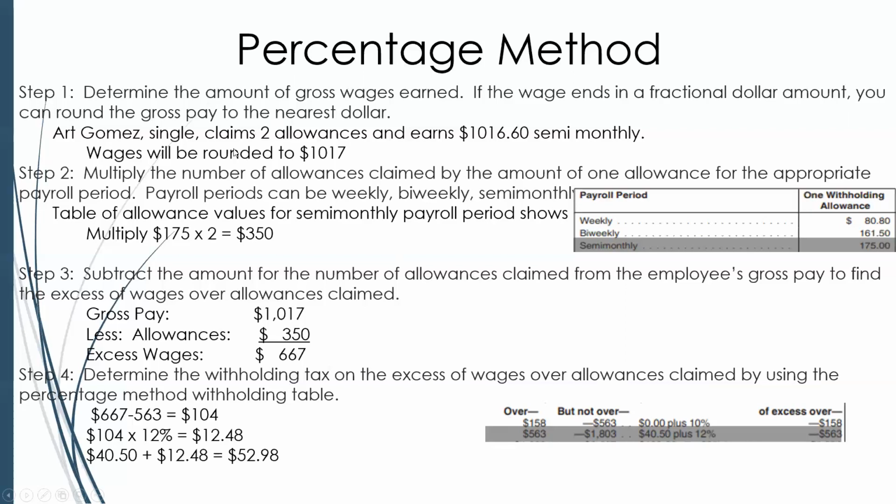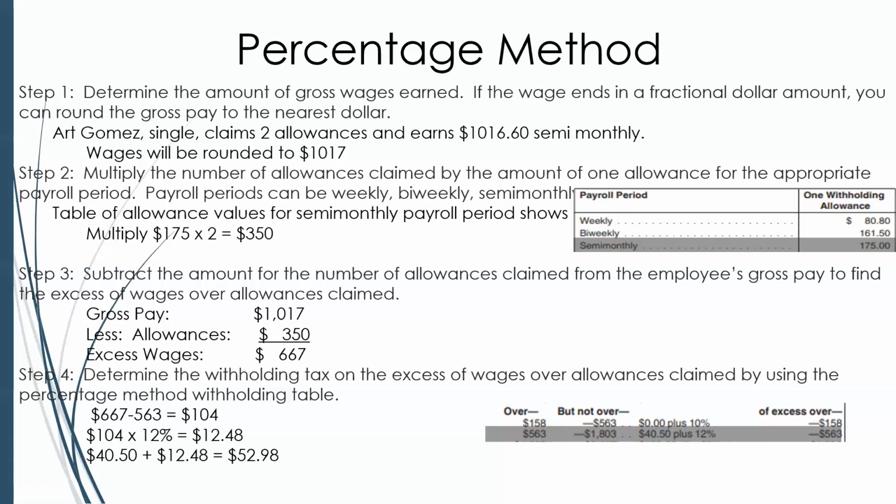Remember, he's single, so you would use the left side of the semi-monthly table here, and you can see his wages, the $667 excess wages, fall within this range I have highlighted here. So we are going to take the amount that's over $563 because that's what it's giving us in here. So the first thing we do is figure out the excess over 563. We take his excess wages less the 563 to come up with $104.